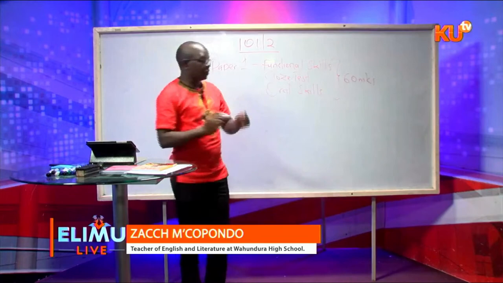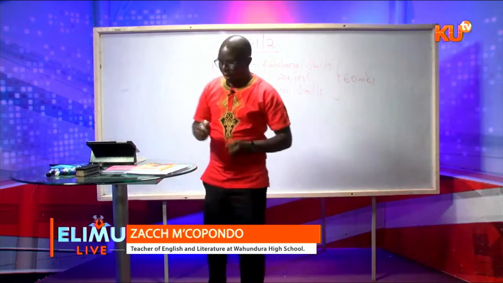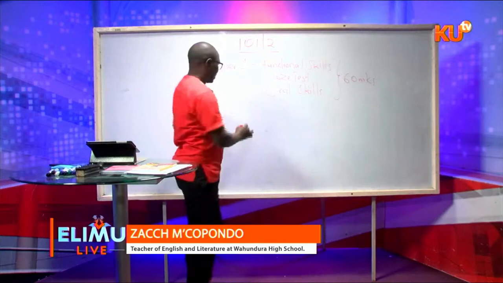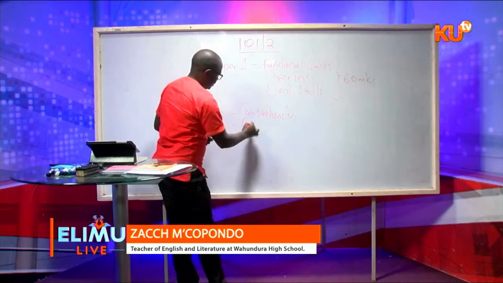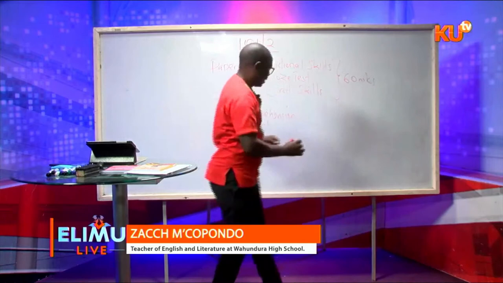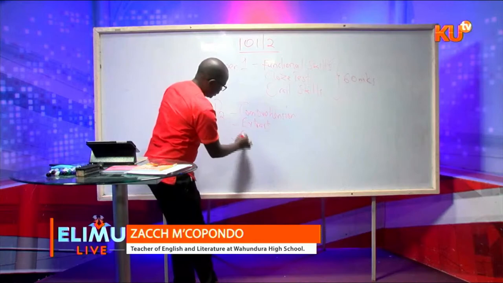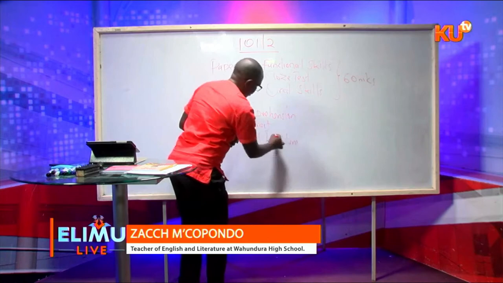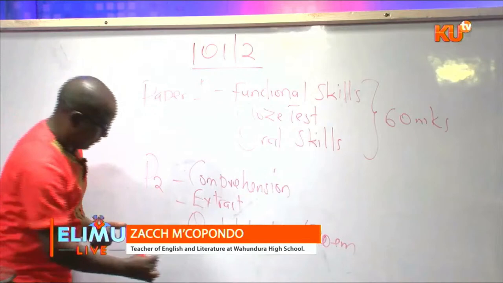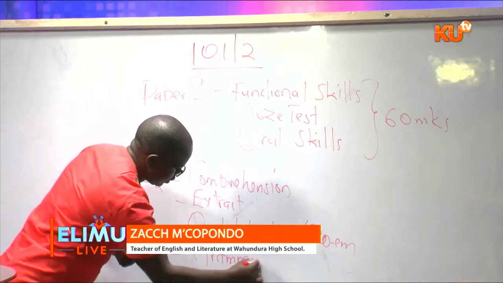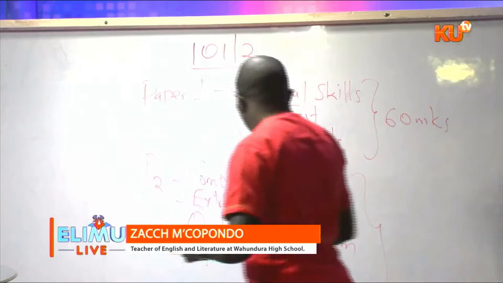Then paper two, the paper that you're focusing on today, carries 80 marks, and this paper is divided into four different categories. That is where we have the comprehension, then an extract from a compulsory set text, and then the third question of this paper, where we talk about either oral literature or poem. And then the fourth part of this paper is grammar. So again, this is the heart of this paper because it carries 80 marks.